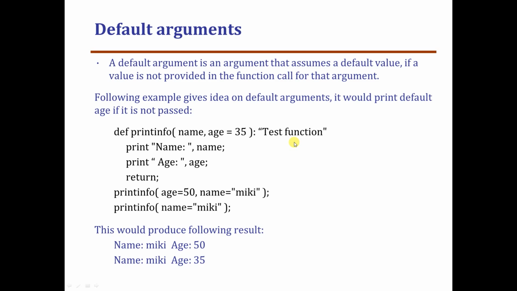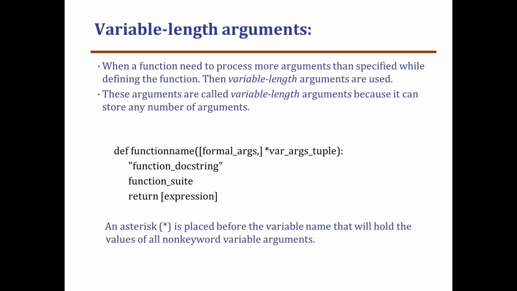In the first call, age is equal to 50 and name is equal to the value given, so those values will be taken into consideration. Whereas in the second call, you can observe that only the name value is sent and the age is missing in the call, but it is displaying 35 because it is defined as a default value. So, like this, the default value can also be set. In case the value for that parameter is missing, it is going to take the default value.